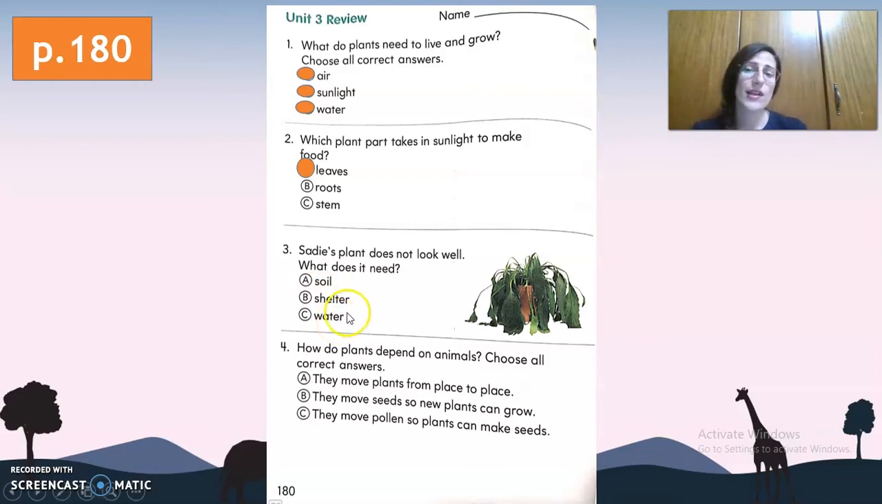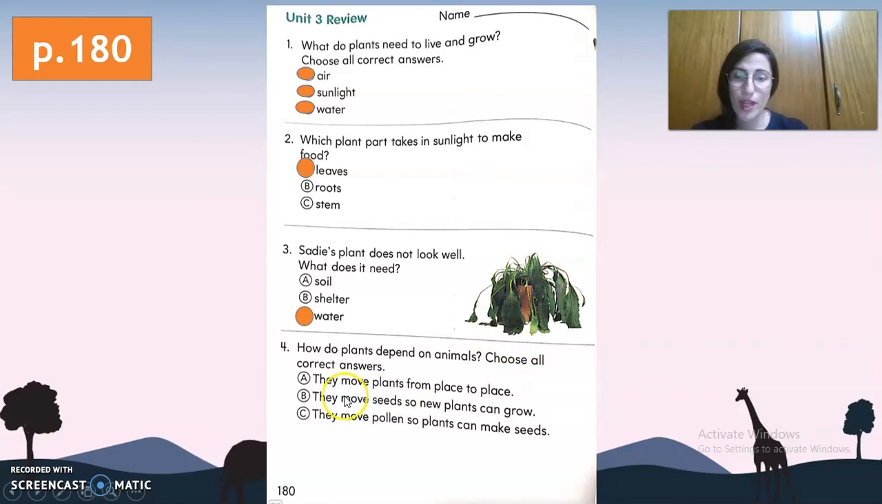So many of you guys would be thinking, what does the word shelter mean? Well, shelter means a home, okay? Do you think this plant needs a home? No. Do you think it needs soil? Or do you think it needs water? Take a minute to think carefully, guys. Correct, it needs water because it is withering down. So if we water it properly, it will grow up again, okay? Because it's not getting enough water, it is withering, or it's starting to bend downwards, okay?